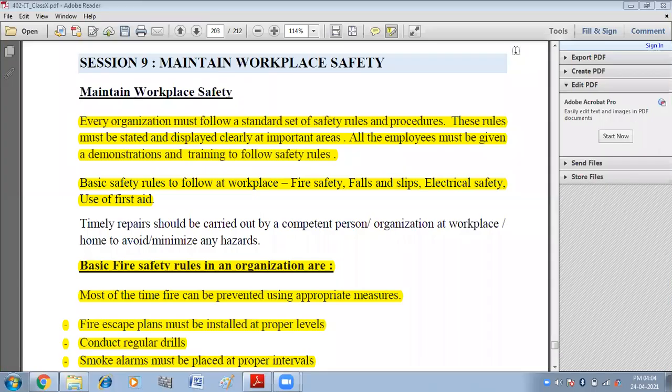Hello children, in this video we are going to do session 9 of Unit 4 Web Applications and Security. Maintain workplace safety.